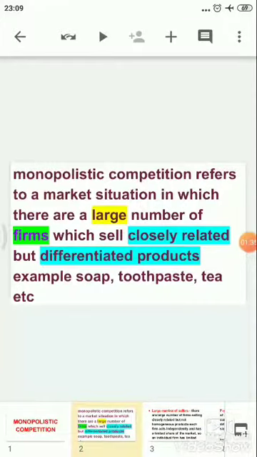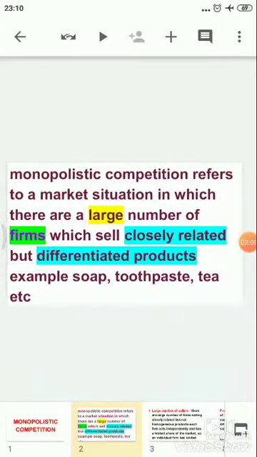So these goods are closely related. They do the same work, but they are differentiated from each other in some or the other manner. Maybe some have a pleasant smell, the others do not have. Some has got a perfect texture. So this is how the goods are closely related, but they are differentiated. So they are also called the close substitutes. So in a monopolistic competition, close substitutes of the goods are sold.